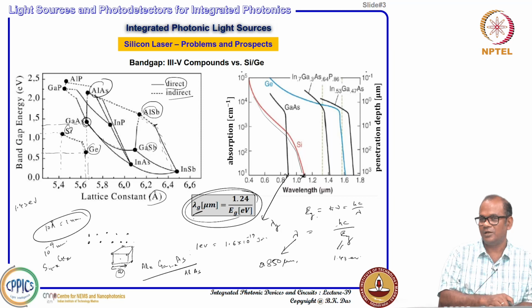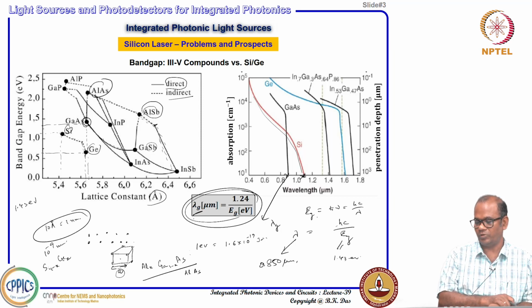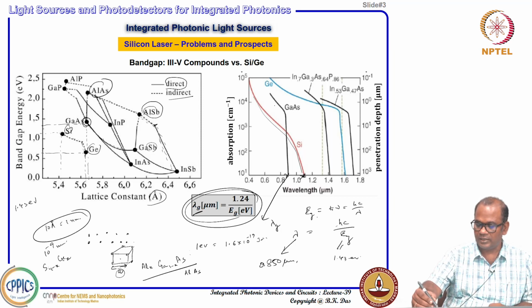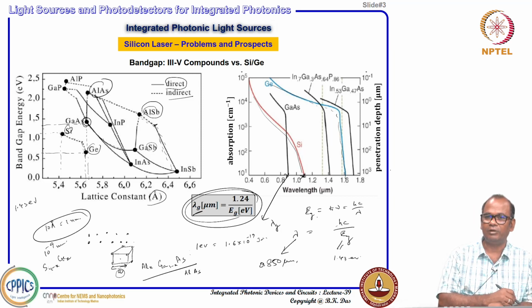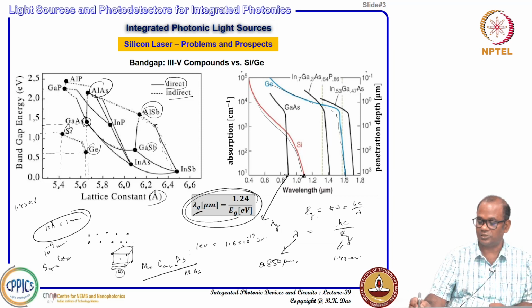First I will discuss why silicon is an indirect band gap semiconductor, what the problem is, the actual situation, and whether that can be overcome or not. After that we will come back to the photo detection purpose. But if you see germanium, it can absorb up to 1.6 micrometer, and beyond that it is transparent.